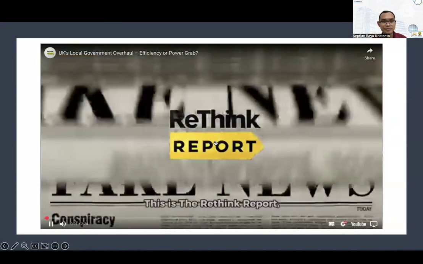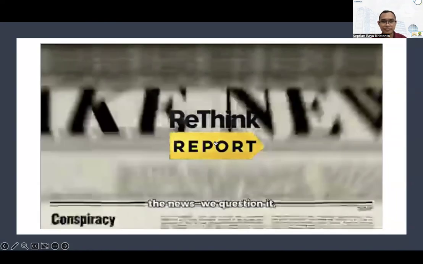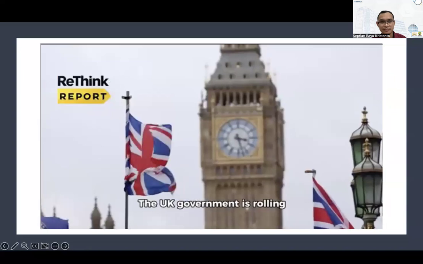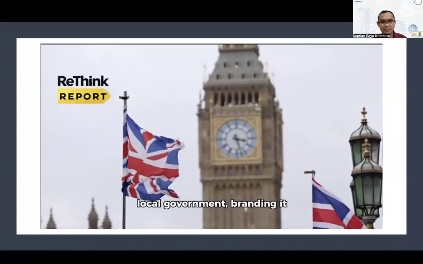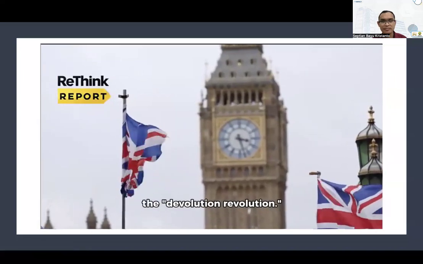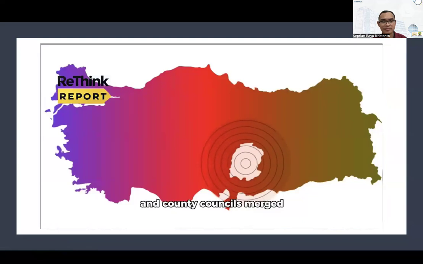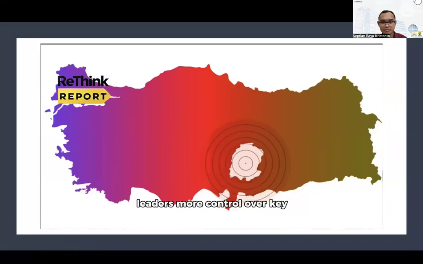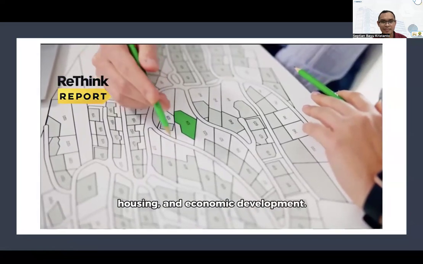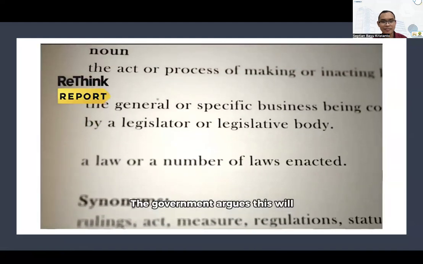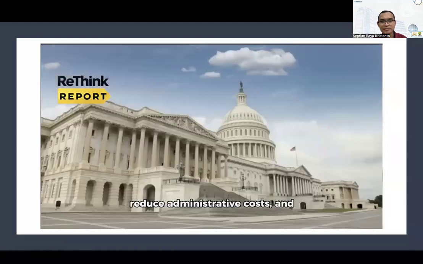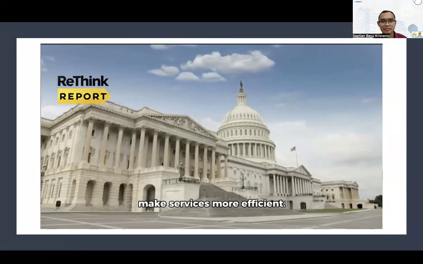This is the Rethink report, where we don't just report the news, we question it. The UK government is rolling out a sweeping overhaul of local government, branding it the devolution revolution. This plan would see district and county councils merged into larger unitary authorities, giving local leaders more control over key policy areas like transport, housing, and economic development. The government argues this will streamline decision-making, reduce administrative costs, and make services more efficient.